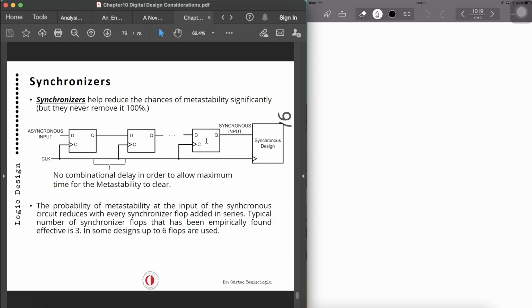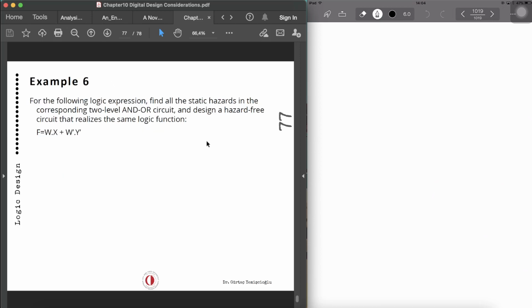What we have observed is that the probability of metastability at the input of the synchronous circuit reduces with every synchronizer flop added in series. Generally, an effective choice is 3 flip-flops in series, and in some designs you can see 6 flip-flops used. That's all we need to know about synchronizers and metastability. We'll talk about asynchronous sequential design in the last chapter, where we will understand how these asynchronous designs can be done.